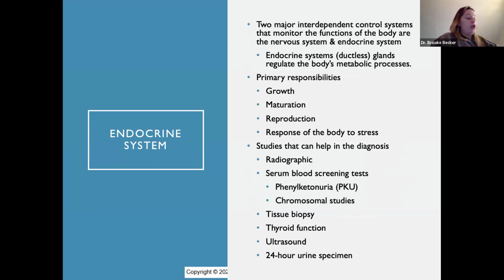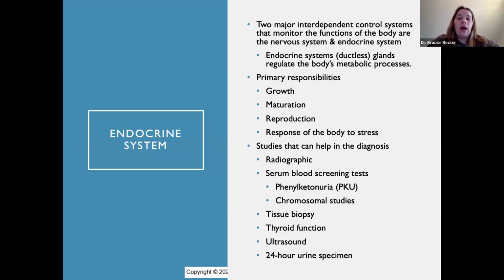Okay, so the endocrine system, this goes with your metabolic conditions, okay? So there are two interdependent control systems of the body. The nervous system is one, and your endocrine system is the other. So endocrine means ductless glands, so they don't have ducts. This is what regulates your metabolic processes. Okay. So the endocrine system is responsible for things like growth, reproductive hormones, your response to stress, and the maturation of your body and your organs and your growth. Okay.